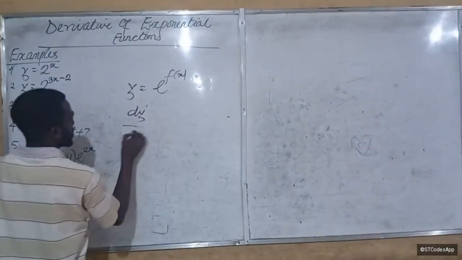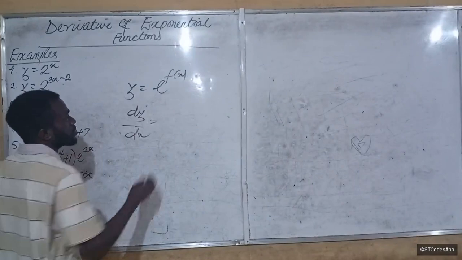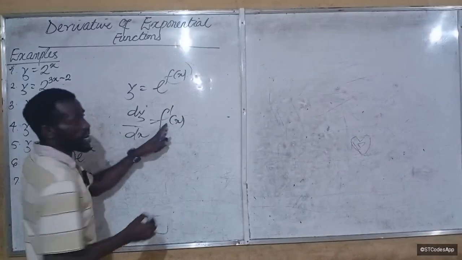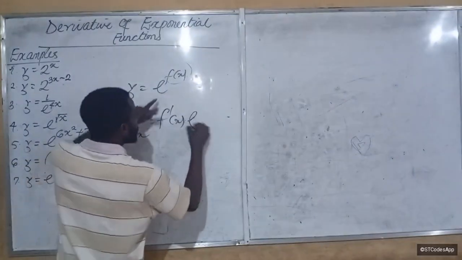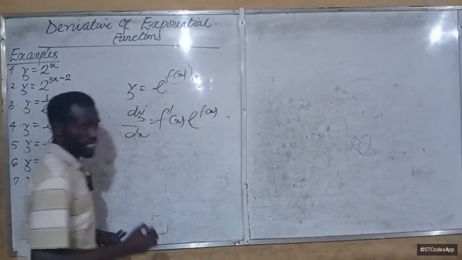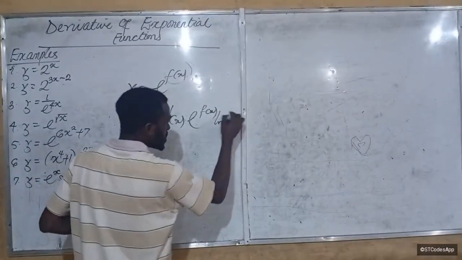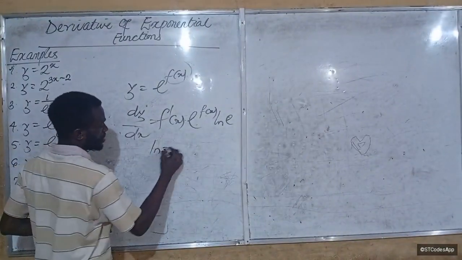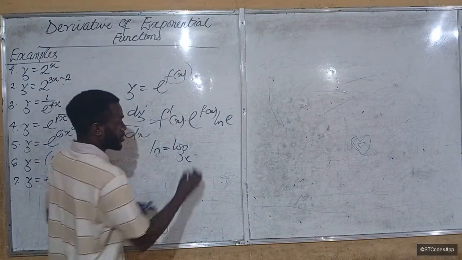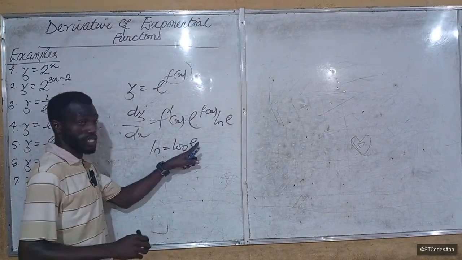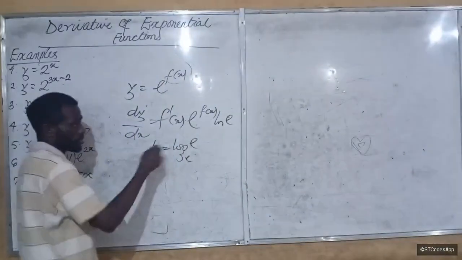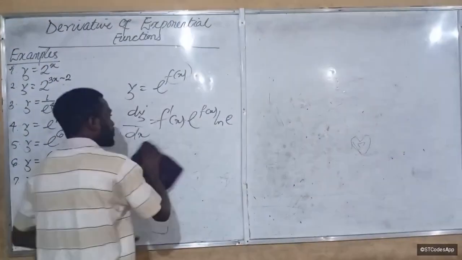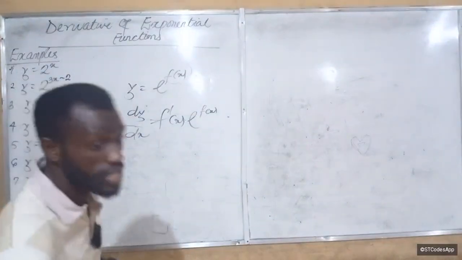Now your dy dx, the derivative of your function, becomes: you are going to differentiate the power, so you take the derivative of the power, f prime of x, multiplied by e to the f of x. Is that clear? Then ln e. Now ln e stands for log to the base of exponential, and log to the base of exponential is 1, right? So this one is 1.